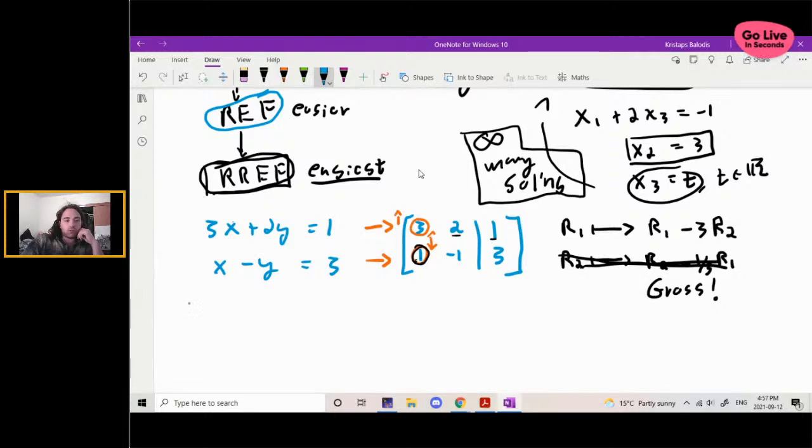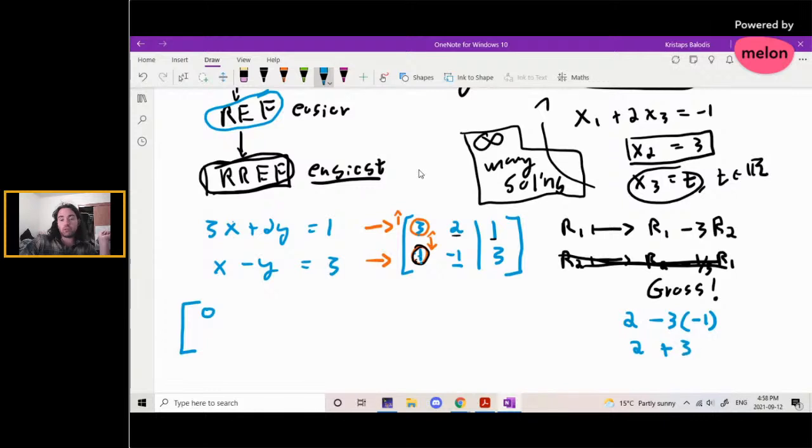So row 1 is going to change. I'm going to subtract 3 times row 1 from it. So 1 times 3 is 3, and 3 minus 3 is 0. Here's where we have to be careful, when double minus signs pop up. I have 2 in the first row, and it's minus 3 times whatever that entry is in the second row. So it's minus 3 times minus 1, and here I actually get a double negative. So it's 2 plus, because negative times negative is positive, 3. So I'm actually going to get 5 in this first row.